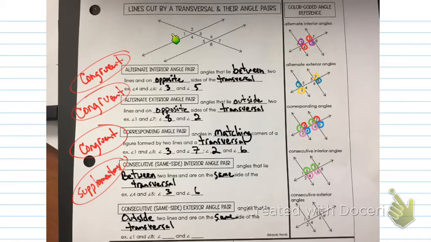1 and 8 are consecutive exterior. What's the other pair? Yeah, 2 and 7. They're on the same side on the outside. So 2 and 7 would be our other pair there. And we've got a situation where we have one obtuse and one acute again. So what do we know about their angle measures? Supplementary.